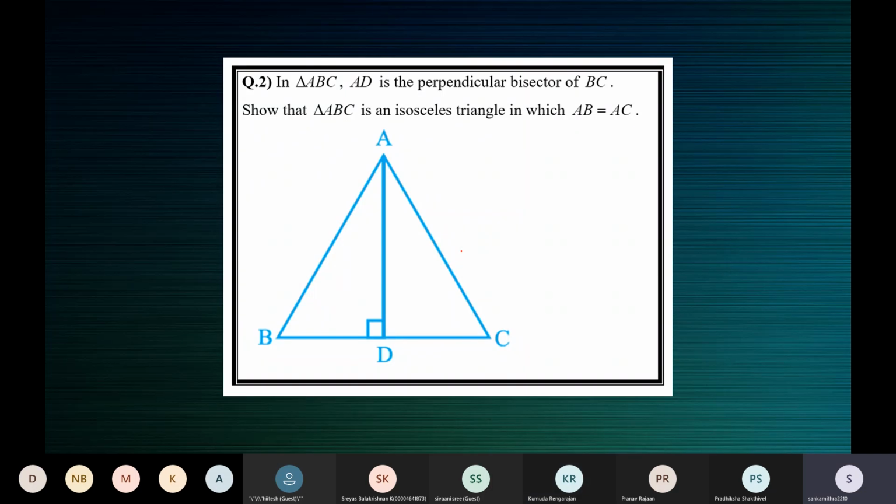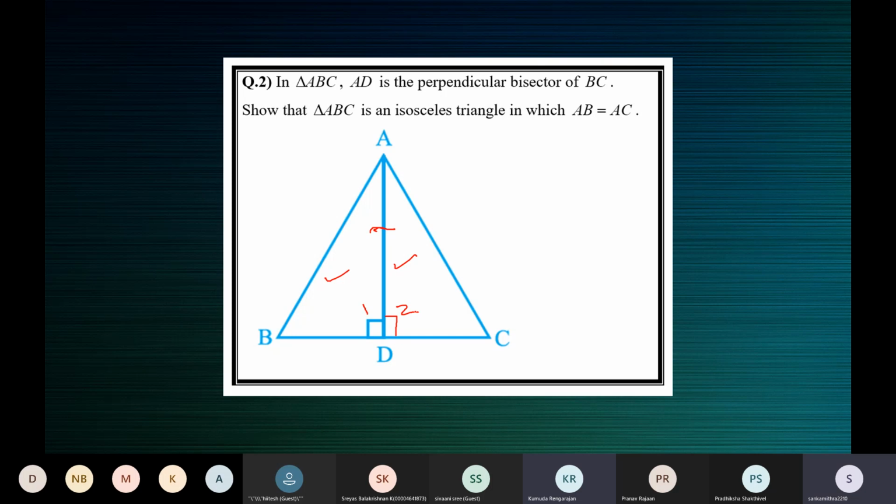Yes, ma'am. AD is in triangle ADB and triangle ADC. AD is the common side, so it's equal. Angle ADB in triangle ABD is equal to angle ADC in triangle ACD since it's 90, that is given. That means angle 1 is equal to angle 2, right? Yes, ma'am.